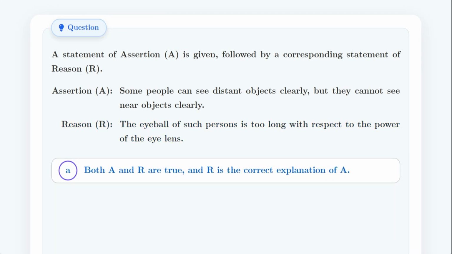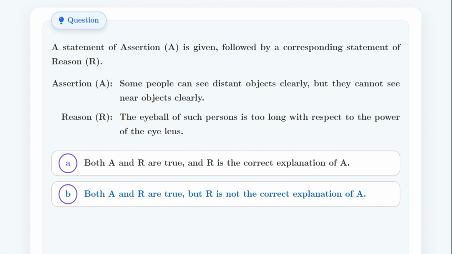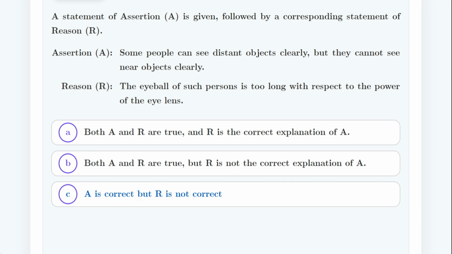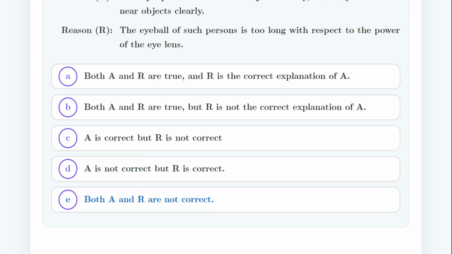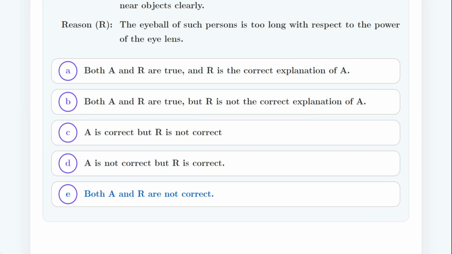Let's check the options. Option A. Both are true and R is the correct explanation. Option B. Both are true, but R is not the correct explanation. Option C. A is correct but R is not correct. Option D. A is not correct but R is correct. Option E. Both are not correct. Which one is right?